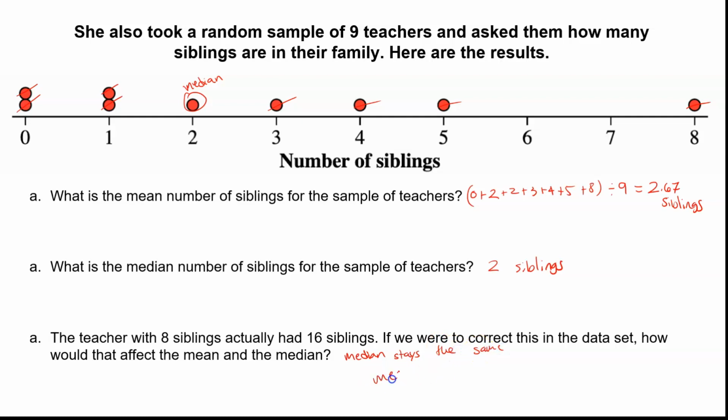And our mean is going to increase. Let's see how much it does. Right? Because our mean is affected by our outliers. So what we're really going to have is, instead of 8, we're going to add 8 more to our total and then divide. So our total before was 24. We're going to add 8 more, and then we're still going to divide by 9. That's going to give me 3.56 siblings.